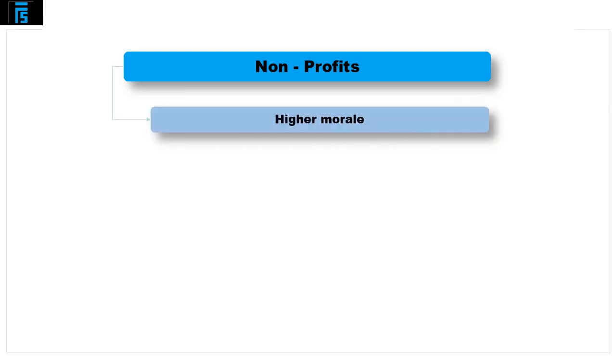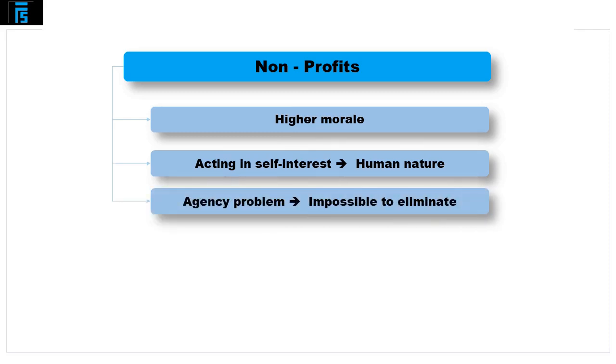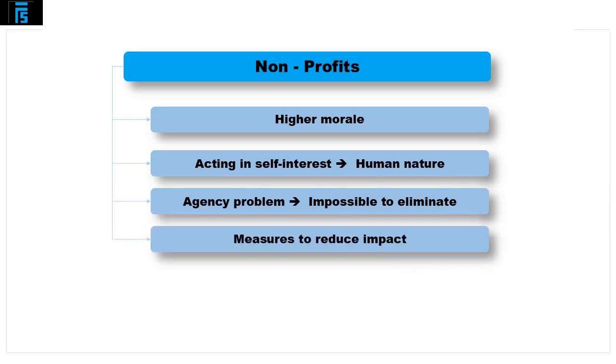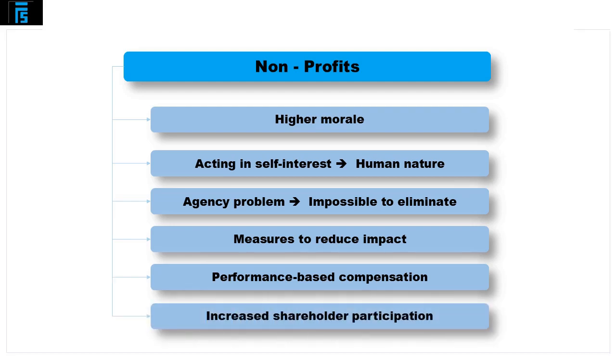It is interesting to note that agency problems exist not only in commercial organizations, but also in non-profit institutions, such as foundations and healthcare service providers. Although it may be expected that the morale of managers and employees in such organizations is higher than that found in strictly commercial entities, psychological research shows that acting in one's own self-interest is an immanent feature of human nature. It may therefore be concluded that the agency conflict can never be entirely resolved or eliminated. However, measures exist which can be put in place in order to reduce its impact. These include, in particular, performance-based compensation of managers and increased shareholder participation and influence when it comes to making strategically important decisions. We will be dealing with these measures later on in this module.